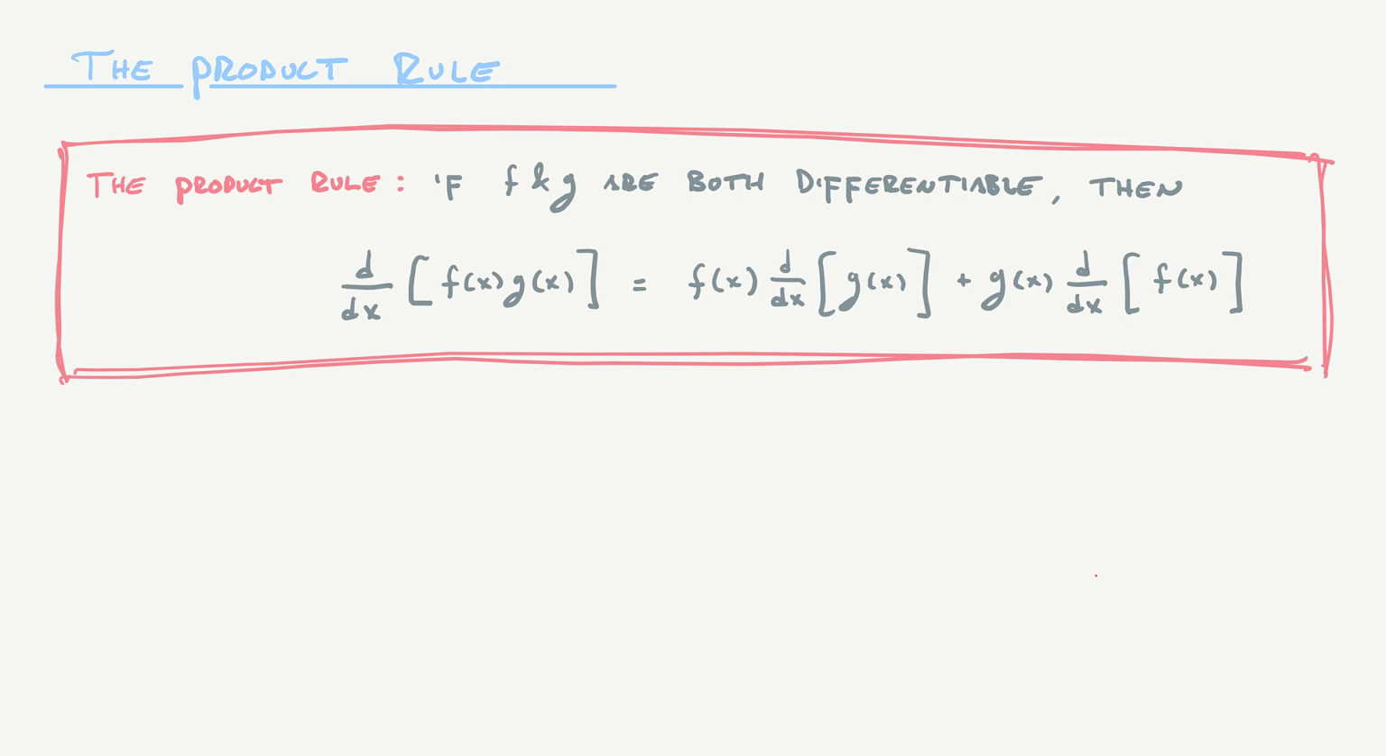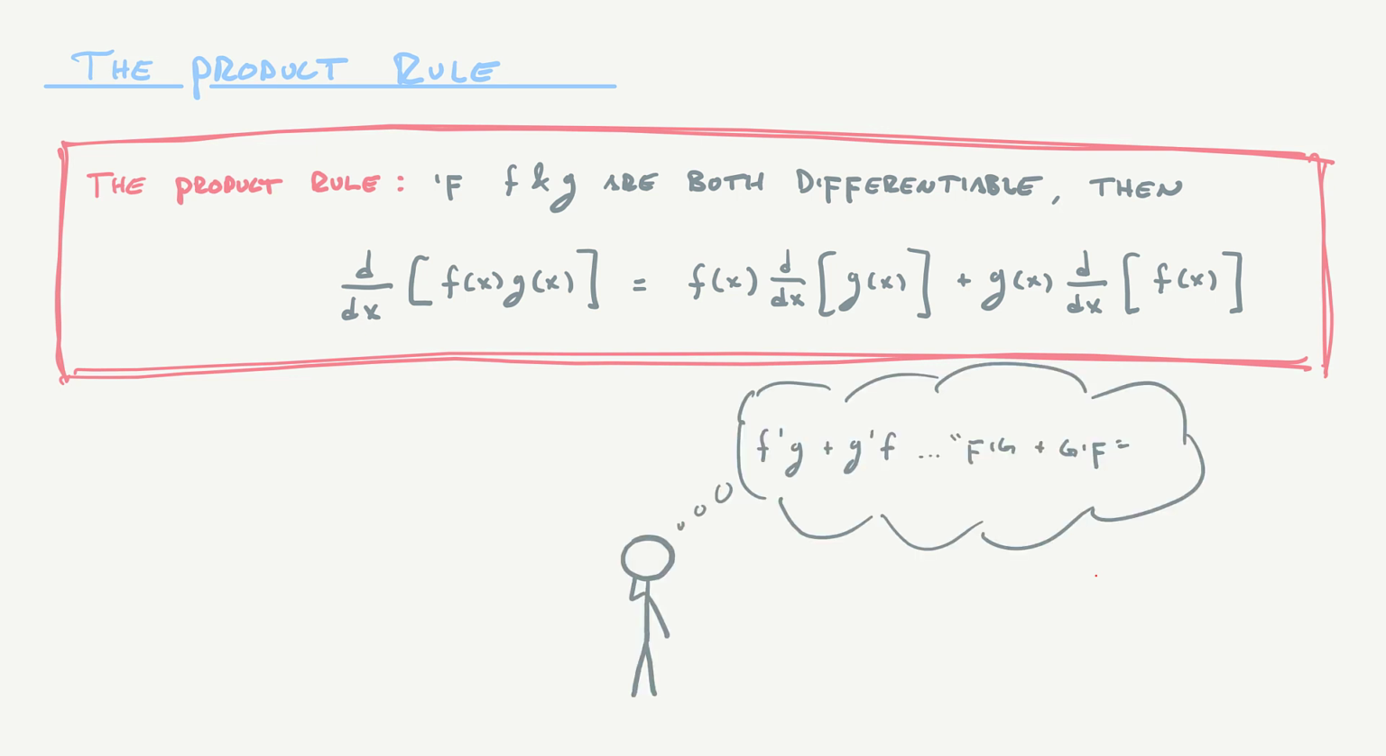If f and g are both differentiable, then the derivative of the product of f and g is equal to f of x times the derivative of g of x plus g of x times the derivative of f of x. I always remembered this as f prime g plus g prime f, which is using the commutative property. I switched the order, but that's fine because addition is commutative. But I always remembered it as fig plus gif, because it looks like that's what it spells. That helped me remember what the product rule was.